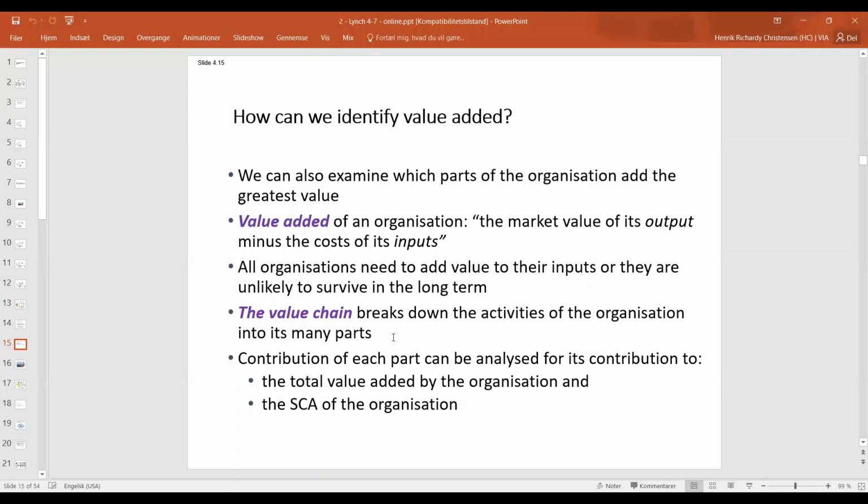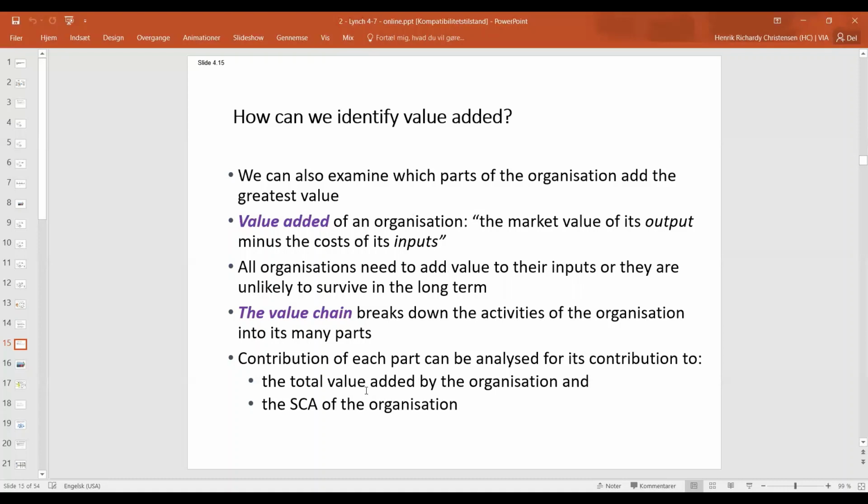And then the value chain breaks down these activities into the many parts that we have. We just saw it in the illustration. And then the contribution of each part can be analyzed for its contribution to the total value added by the organization. Now, the total value added of an organization, that's the value of its output minus the value of its input. Okay, that's the total value down here.